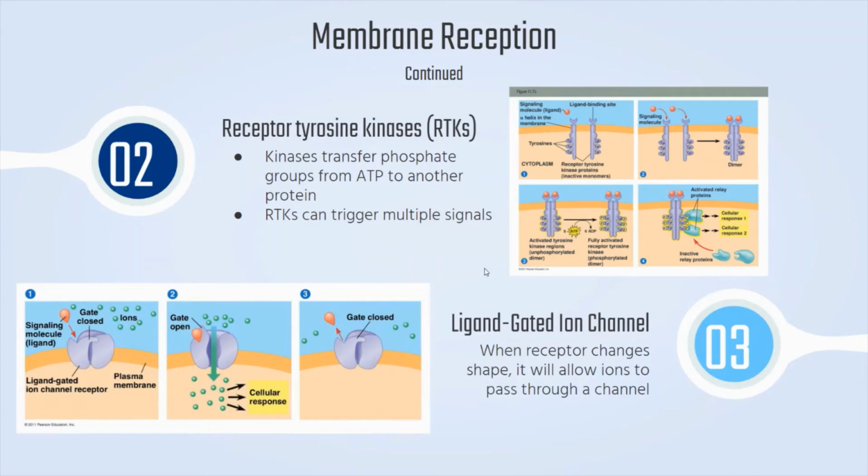Another type of membrane reception is a ligand-gated ion channel. And when receptors change shape, it will allow ions to pass through the channel, and this will happen on top of the membrane.